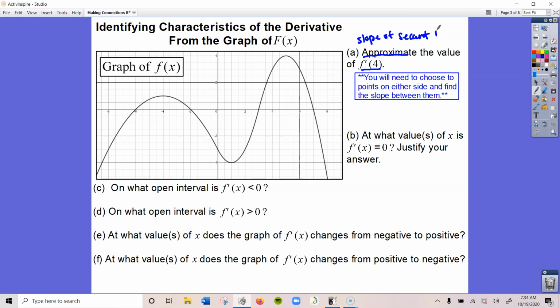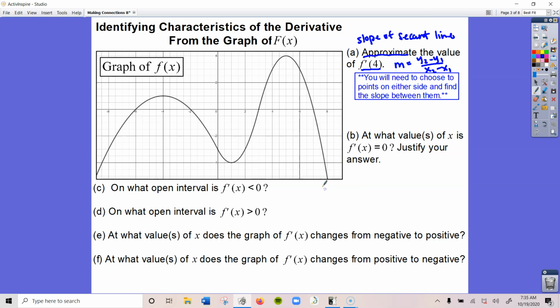The reason we do that is because the secant line runs parallel, if not almost parallel, to the tangent line. And since I don't have an actual equation for the graph, I can't calculate the exact value of the derivative. So we're going to approximate the slope of the secant line. As a reminder, your slope is equal to y2 minus y1 over x2 minus x1.